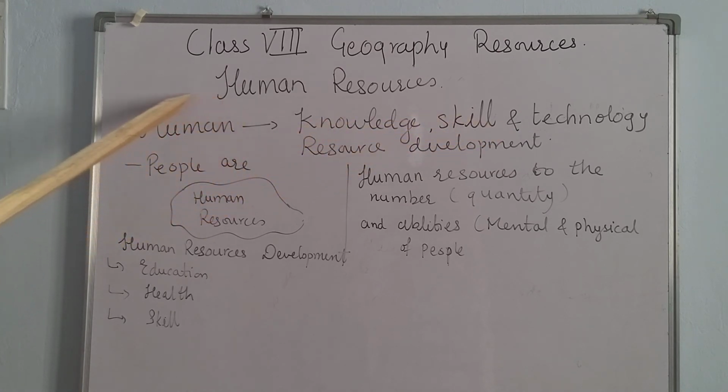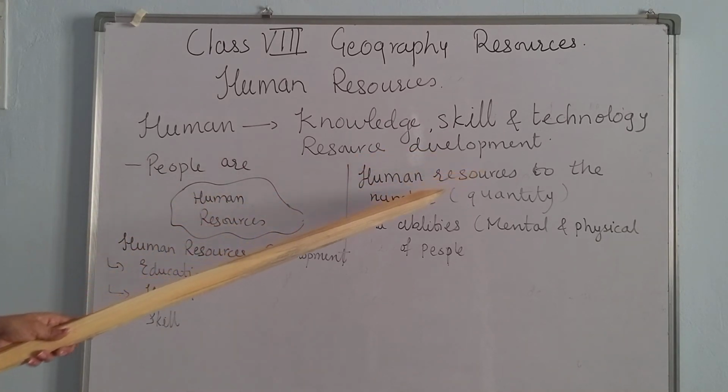How does human resource develop? This is very important. If a human has knowledge, or has a skill, or uses technology, like a robot working like a human resource, then this resource can be developed. So the people are also human resource. I told you, people are also human resource. Human resource is about the number, the quantity.